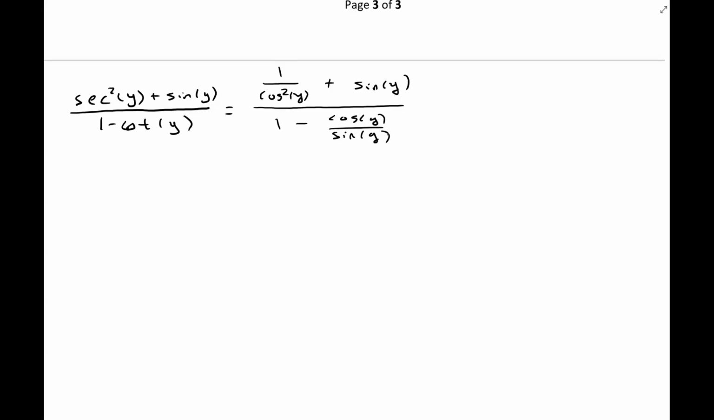Okay? All right. Now this just kind of stinks. So what we need to do is make a common denominator in the numerator and a common denominator in the denominator. Everybody okay with that? I need to combine the terms in the numerator and combine the terms in the denominator, and then I can divide fractions. That's the order in which we have to do things. Okay? So what would the common denominator be in the numerator?